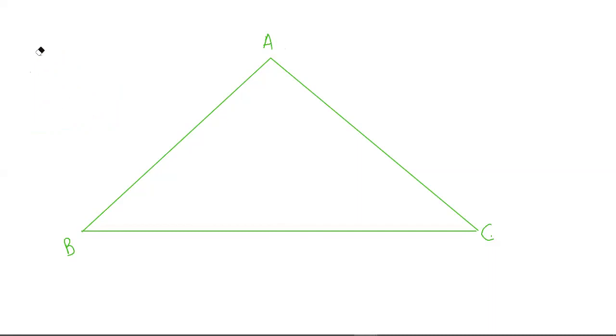Firstly, I would like to start with the first magic triangle. In this triangle, we are going to study 60-degree angles, 30-degree angles, and their trigonometrical ratios. So here we have an equilateral triangle.